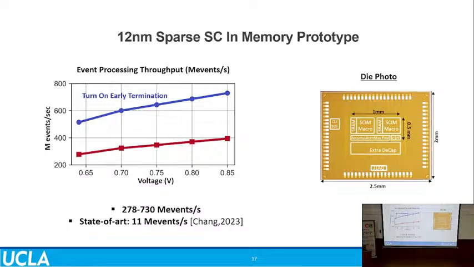So what we can get, this is an actual 12 nanometer chip that we had taped out and measured, and we can get anywhere from 270 to 730 million events per second that we can process on this small little chip. The state of the art before that was about 11 million events per second. So it's about 20x at least or more faster in terms of throughput than anything else. And with and without early termination, we get about a factor of 2 to a factor of 3 improvement in the throughput.